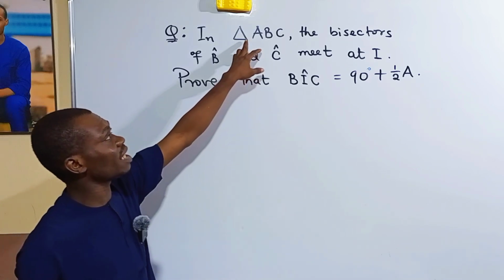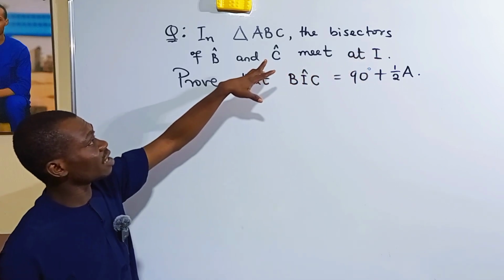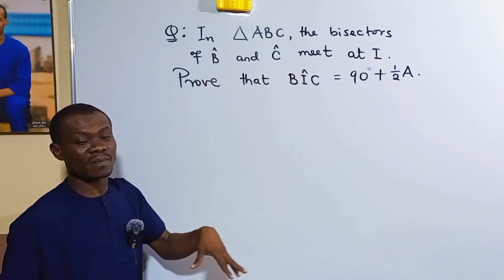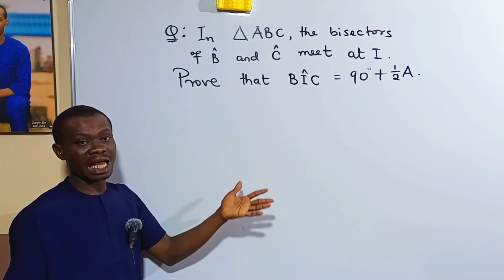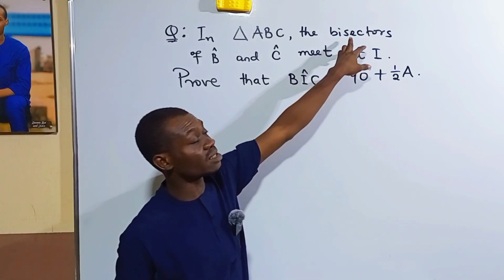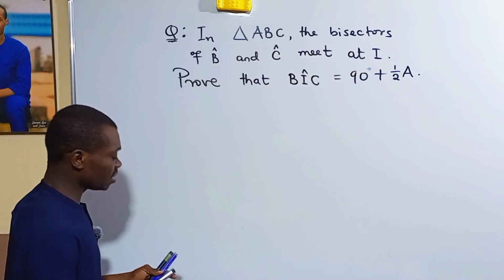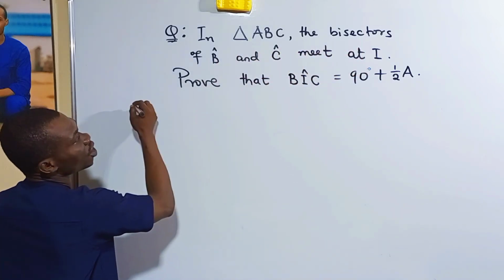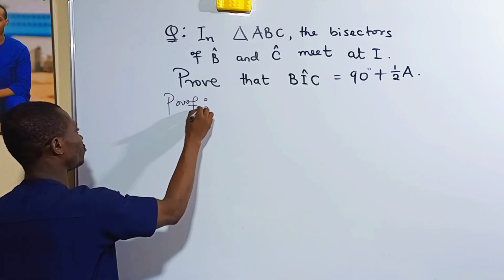We are told that ABC is a triangle, and then there are two bisectors. What is a bisector? A straight line that divides an angle or another straight line into two equal parts. But in this case, this bisector is for two angles. So this is going to go with a sketch. It's a proof, so we can write: proof.